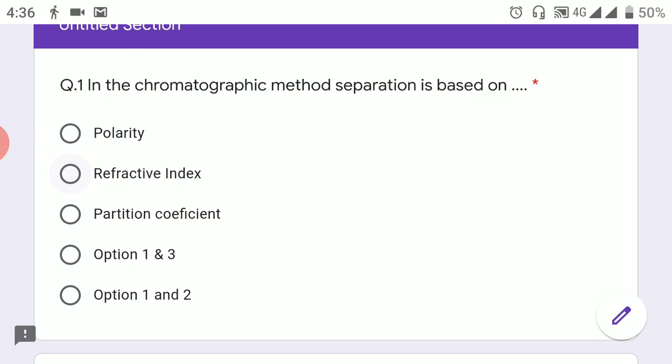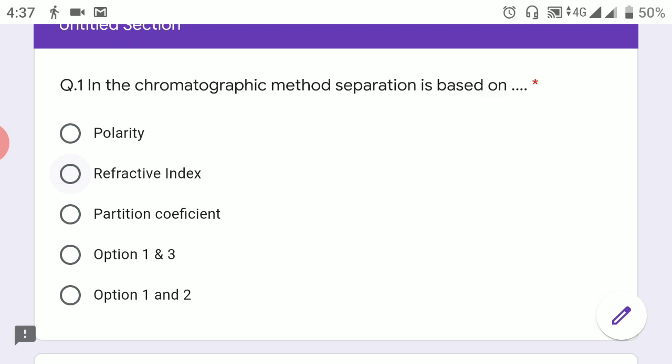The question was, in the chromatographic method, separation is based on, and the options were polarity, refractive index, partition coefficient, both option 1 and 3, and both option 1 and 2. As we know, chromatography is basically a separation technique, and separation is based on the different partition coefficient or the affinity of the molecules either towards the stationary phase or towards the mobile phase. So partition coefficient is one of the answers.